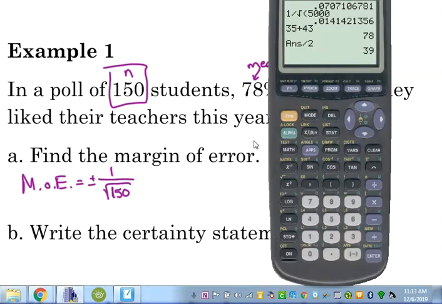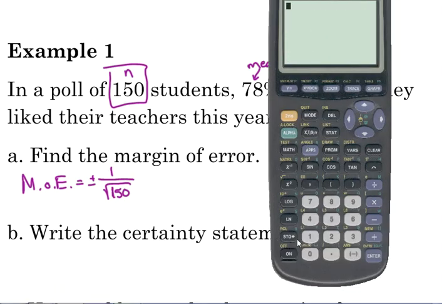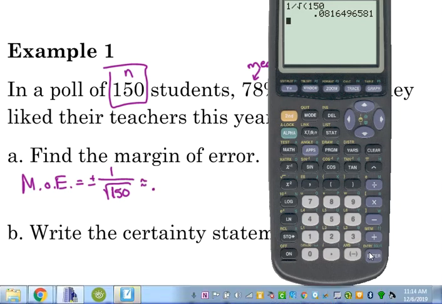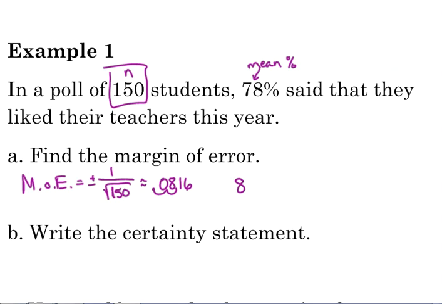Okay, we're going to put that in our calculator. You don't put the plus or minus in. Okay? You just put in the 1 over the square root of 150. And we need to convert that to a percent. Okay, that is the margin of error in decimal form, but we need to convert it to a percent. So we move our decimal 2 places to the right. So 8.16% is our margin of error.